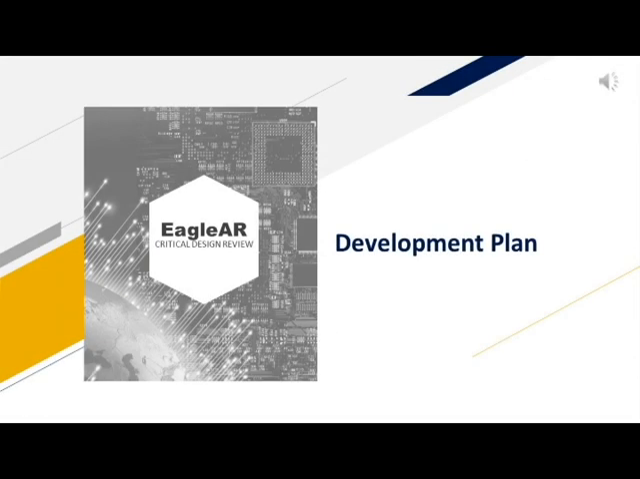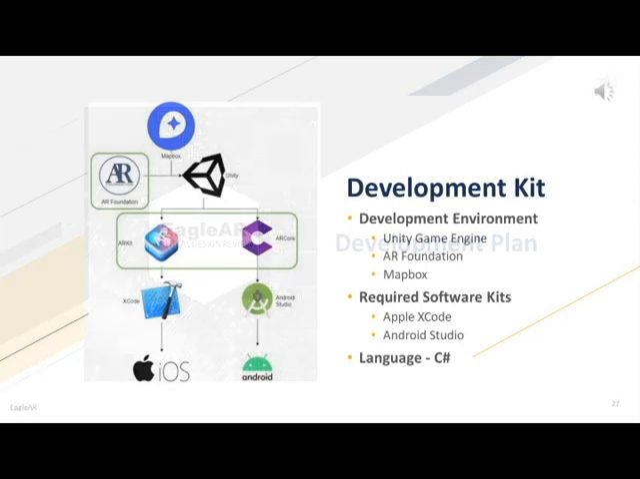Now we will go over the development plan. The development environment we have selected was Unity Game Engine. Within Unity, we have added 2 add-ons called Mapbox and AR Foundation. Mapbox enabled us to use localization with the character, so we were able to track whether they are within a point of interest. AR Foundation has helped us use cross-platform AR or augmented reality functionality.